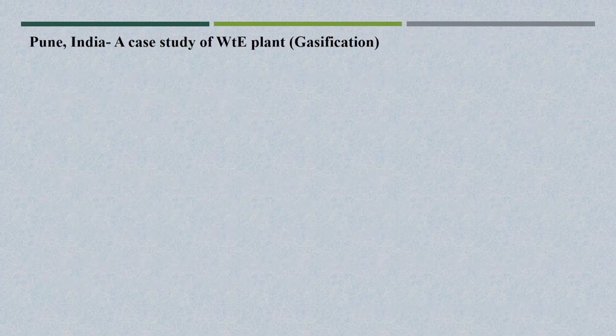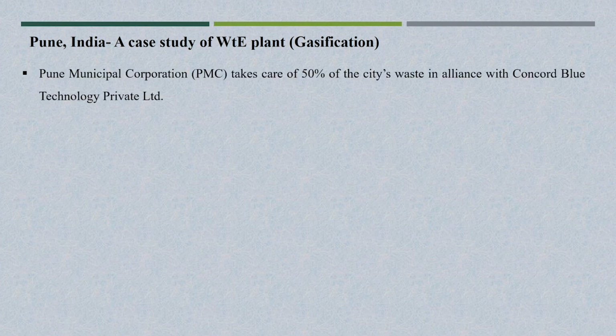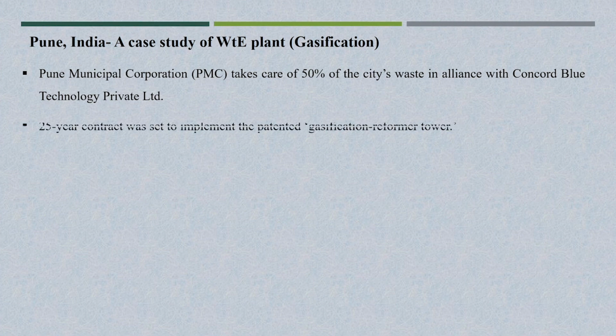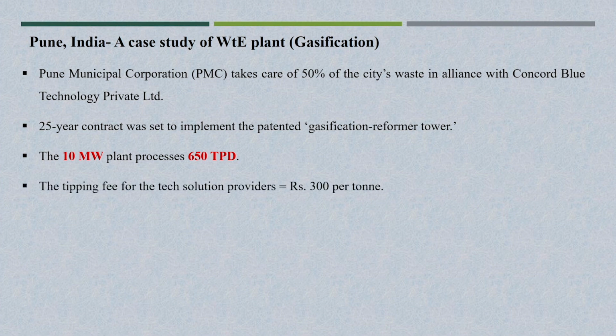There is another plant, a Pune based waste to energy plant, gasification based. Pune Municipal Corporation takes care of 50% of the city's waste in alliance with Concord Blue Technology Private Limited. This is also under PPP mode, a 25-year contract set up to implement the patented gasification reformer tower. The idea was to generate 10 megawatt energy and process 650 tons per day of waste. The tipping fee for the tech solution is around 300 rupees per ton.